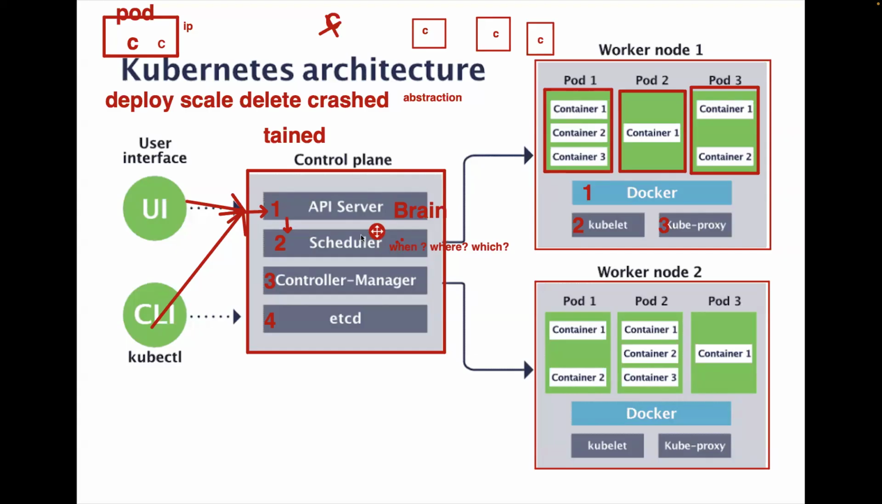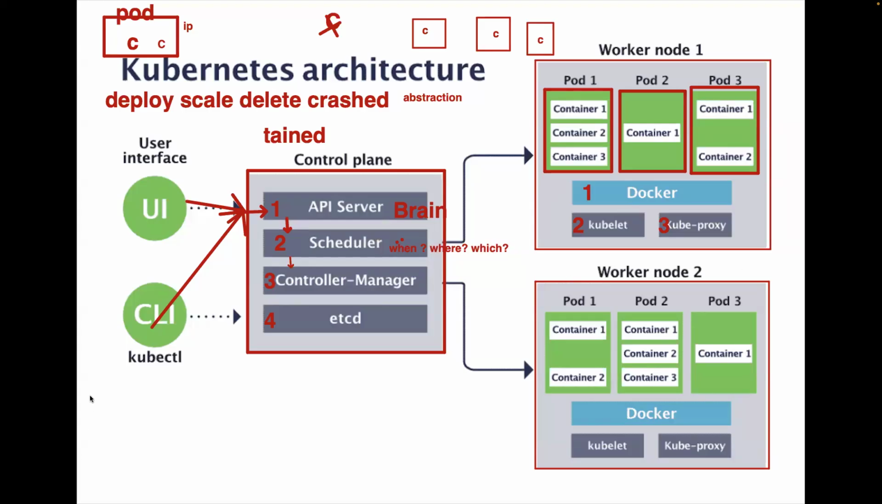So API server will validate the input. Once the input is validated, it will interact with the scheduler. Scheduler is the component which decides which pod should be started on which node, right? So that's how scheduling happens. And before scheduling, the scheduler will also interact with another component called controller manager.